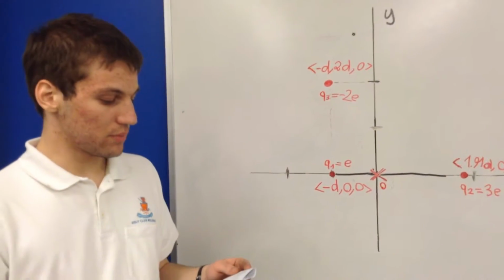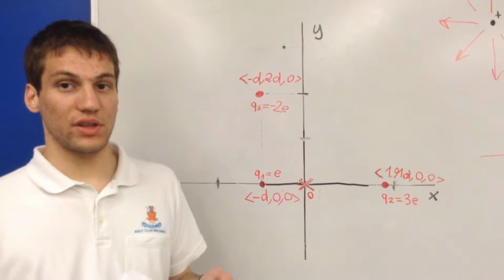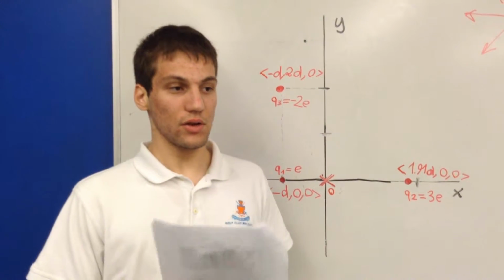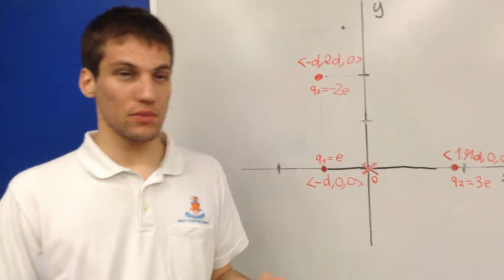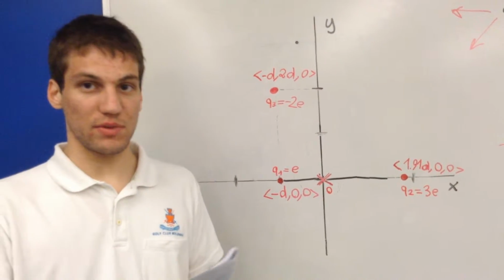Problem number 1 requires you to locate a charge so that the net electric field is 0, and also involves drawing electric fields as vectors within the xy plane. So let me first read the problem statement.